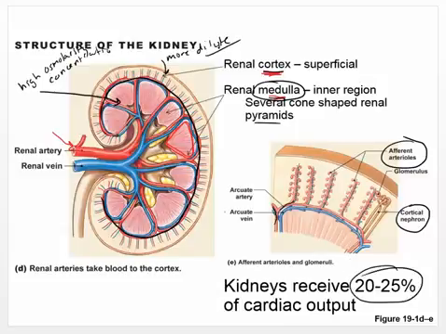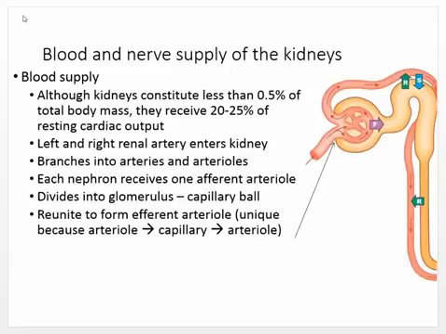And remember, I said kidneys get 20 to 25%, a fourth of all the blood that's being pumped, goes to the kidney. And all of that blood that goes into the kidney, or into the nephrons, these guys, is on its way to being urine unless it's reabsorbed. So we're going to talk a lot about that.